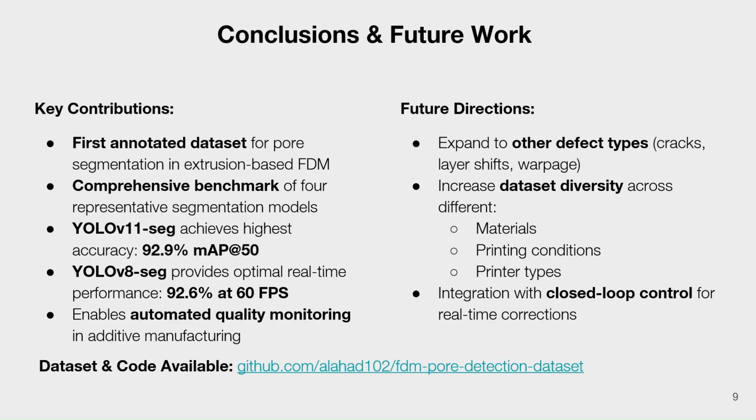To wrap it up, we built the first dataset for pore segmentation with over 1600 annotated frames. We tested 4 models and found that YOLO V11 gets the highest accuracy, but YOLO V8 is the winner for actual deployment because it's fast and accurate as well. So going forward, we want to expand this to other defects like cracks, test it on more materials, and connect it to closed loop systems that can actually fix problems in real time.